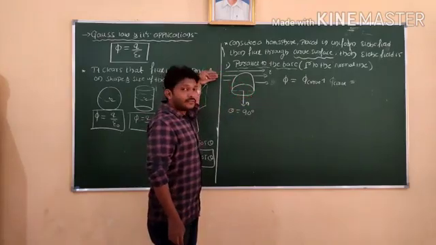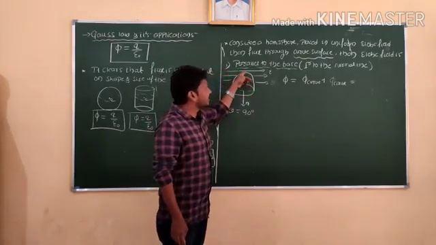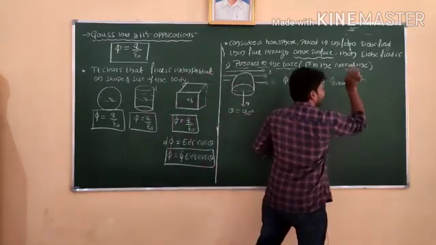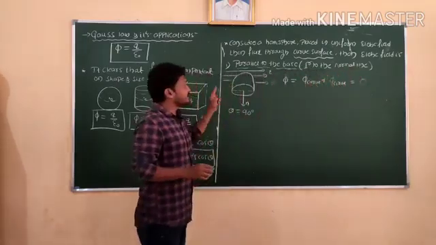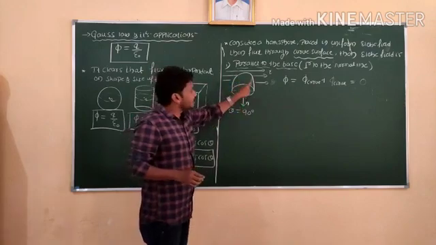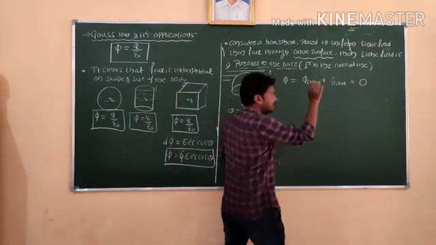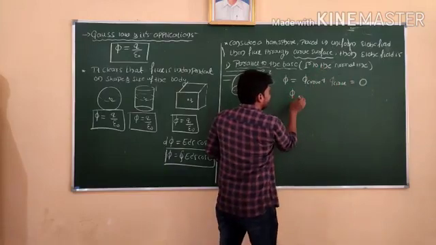Because the number of electric field lines entering is equal to the number of electric field lines leaving here, the total flux value will be 0. What is the total flux value here? Total flux value is 0. If I take the total flux value as 0, shall I rearrange this equation?